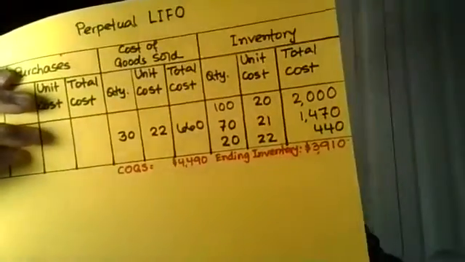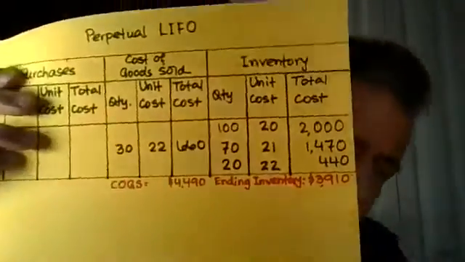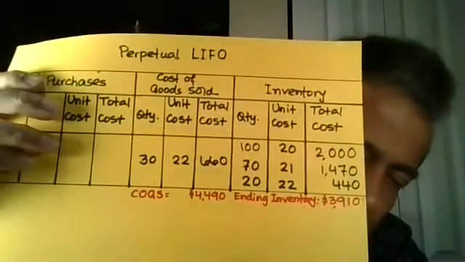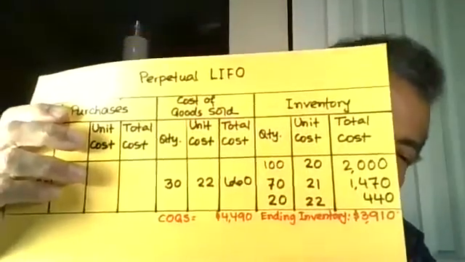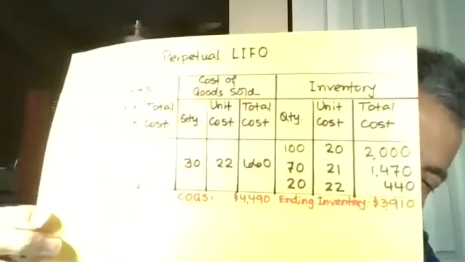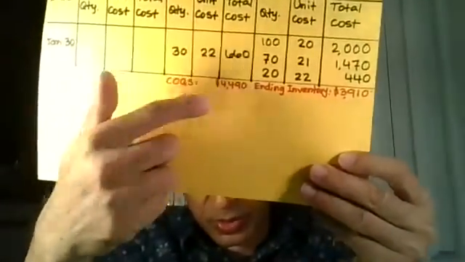4,490. So that was 4,310 versus 490. Under LIFO, the cost of goods sold has gone up. And that's usually the case when there is an increasing trend in prices. So that's our cost of goods sold under LIFO.